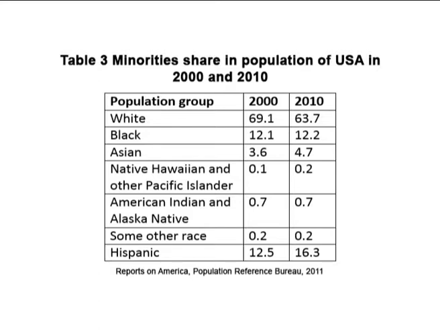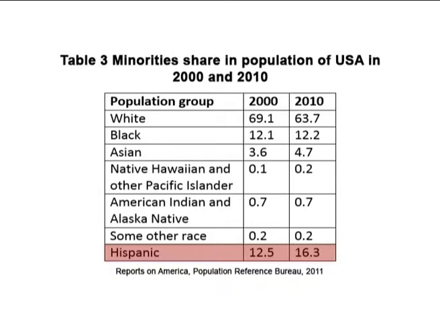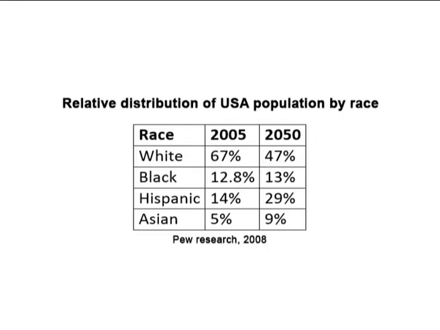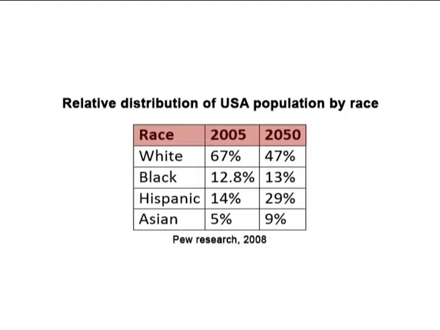Table 3 depicts the share of minorities in USA's population between 2000 and 2010. The share has increased for Hispanic population group as well as for the Asian. For Black and American Indians, it remained consistent. Table 4 shows the relative distribution of USA's population by race in 2005 and its projections in 2050. The relative share for white is projected to decline in 2050, even though it would still account for the largest portion in USA's population. The Hispanic population is projected to increase, accounting for 29% share in 2050.